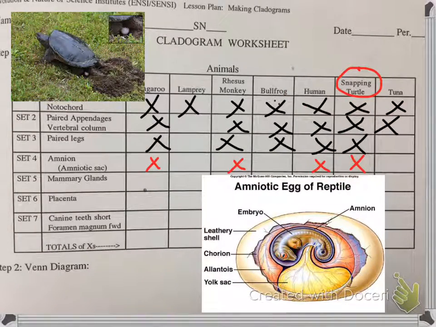This could be a snake or a turtle or anything else. And there's the yolk sac. And right there, what's that structure? It's an amnion. So in fact, turtles do have an amnion.